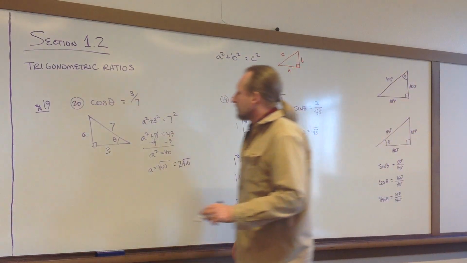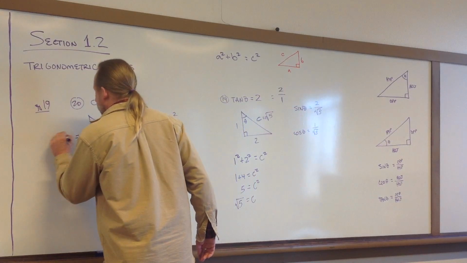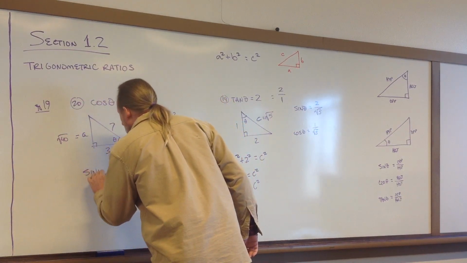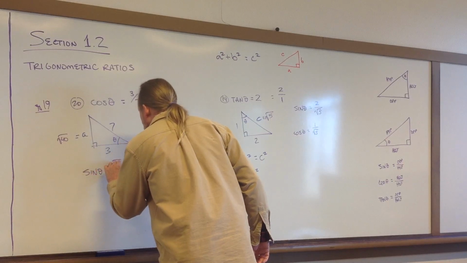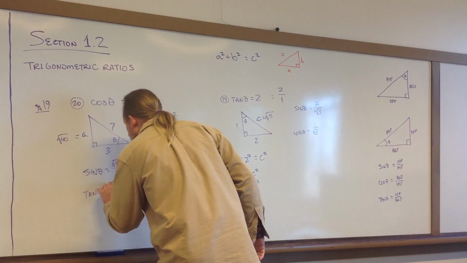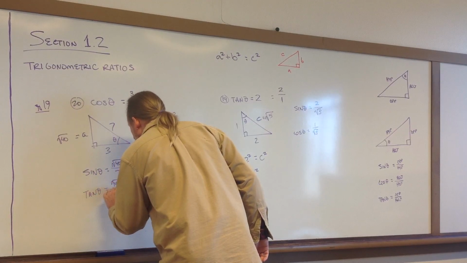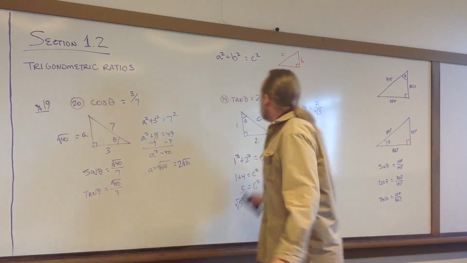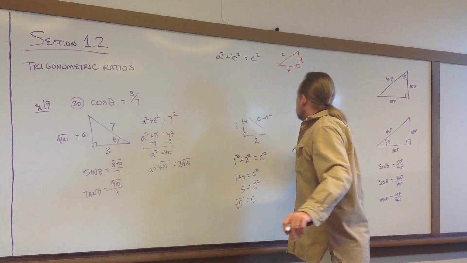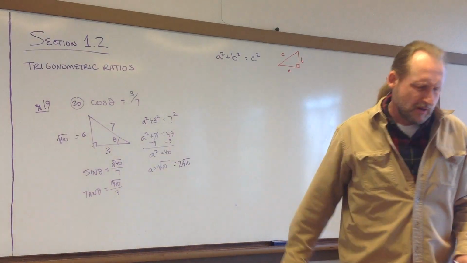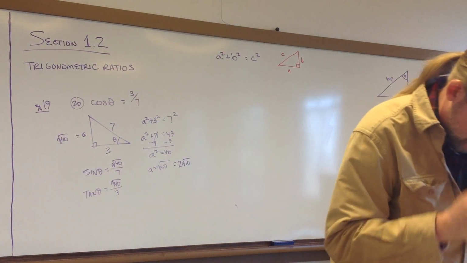All right, so here's our square root of 40. So we've got the cosine. We need the sine of theta then is going to be square root 40 over 7, and the tangent of theta is going to be square root 40 over 3. Okay, let's see what else we've got in this section. That was problem 20.